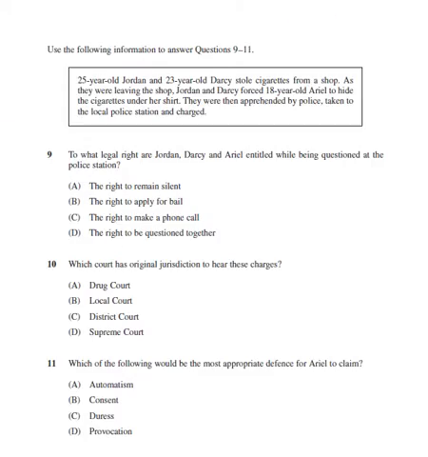Now for questions 9 to 11, we use the story we have here. So we have 25-year-old Jordan and 23-year-old Darcy who stole cigarettes from a shop. As they were leaving the shop, Jordan and Darcy forced 18-year-old Ariel to hide the cigarettes under her shirt. They were then apprehended by police, taken to the police station and charged. To what legal right are Jordan, Darcy, and Ariel entitled while being questioned at the police station?